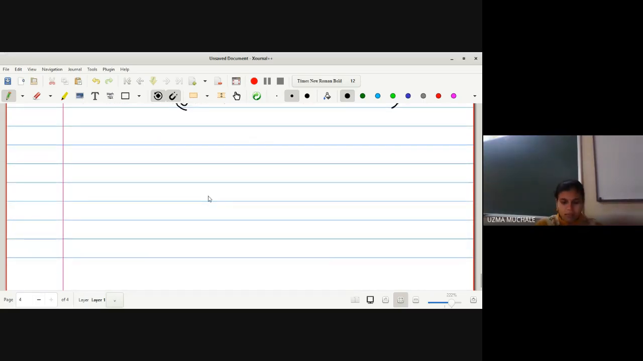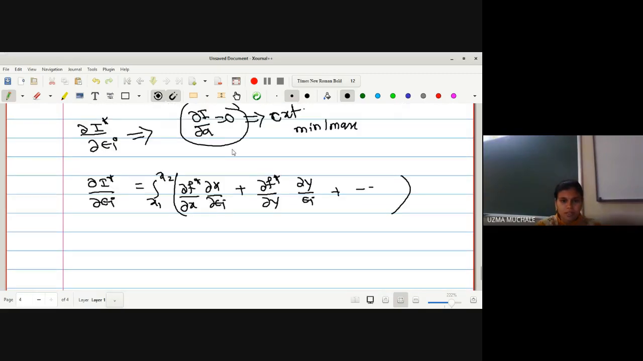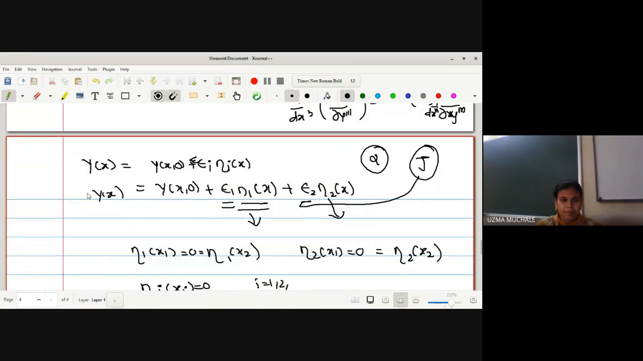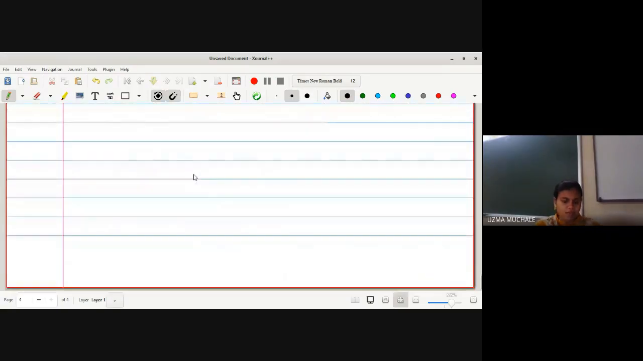Then we have to find the values of y dash with respect to epsilon i. Note that this term is 0 because x and epsilon i do not have any relation. X is an independent variable, so this is 0. What is the derivative of y with respect to epsilon i? From this equation you can see it is eta i of x. In this way we can find it for y dash and y double dash, and let me skip this step.